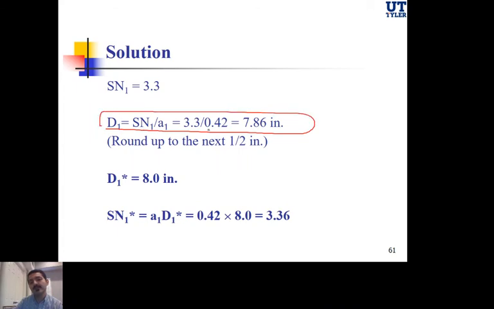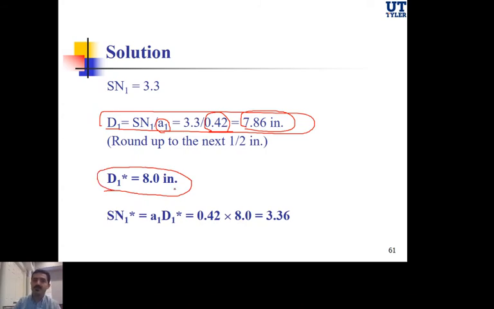So 3.3 over the layer coefficient of 0.42, I'm going to get now the required thickness for the top layer, which is 7.86 inches. Then we need to round it to the nearest half an inch, and that's why instead of 7.86, D1 prime or D1 star is 8 inches.